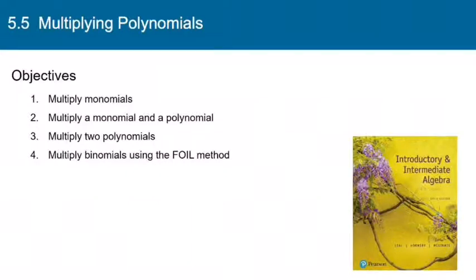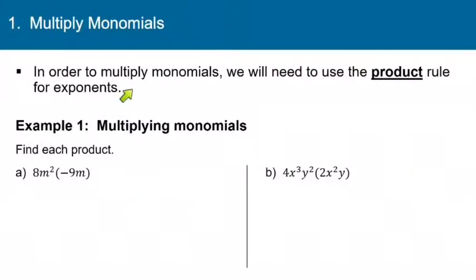Let's get started. Now, first of all, in order to multiply monomials together, we'll need the product rule for exponents. And we actually have done this kind of thing before. We saw a problem like this back in section 5.1. So here we have 8m to the second power times negative 9m to the first power. Remember that when there's no exponent explicitly written, that exponent is understood to be a 1.